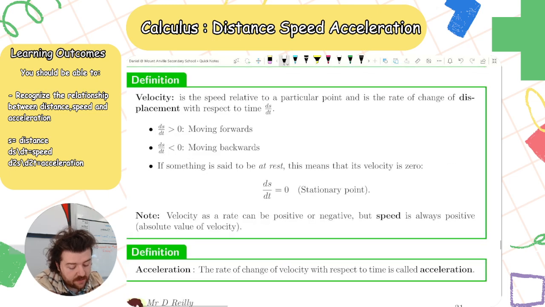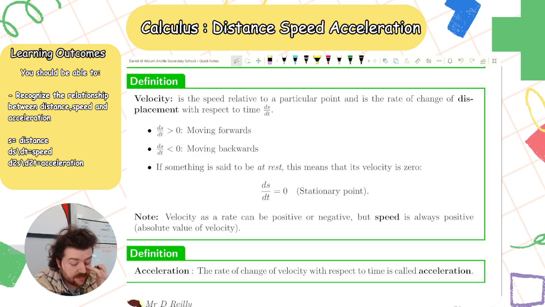Velocity is the speed relative to a particular point, and it's the rate of change of displacement with respect to time, so the first derivative, ds/dt. If velocity is greater than 0, that means my object is moving forward. If it's less than 0, my object is moving backwards. And if something is said to be at rest, that means the velocity is 0.